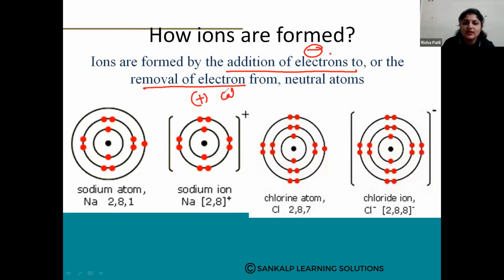So this is a cation and this is an anion. Okay, so this results in ions. Now you can see the example, sodium atom.